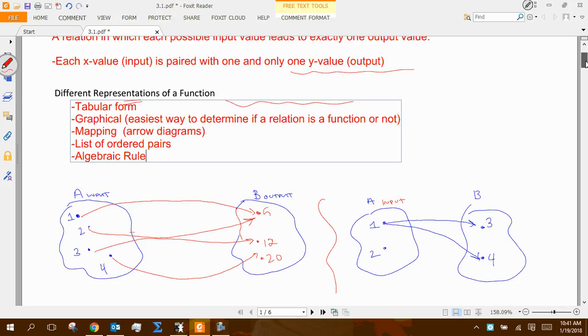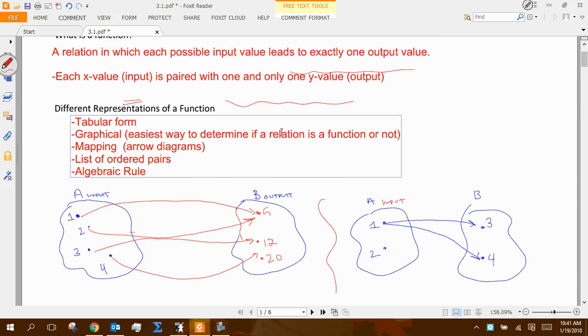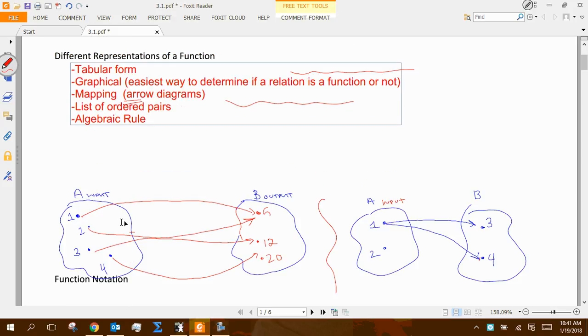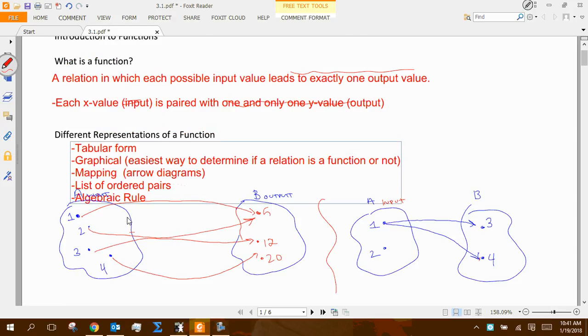So that's the way we usually, generally speak about mappings. Tabular form is going to be very similar to this. Let's say I put this thing here.